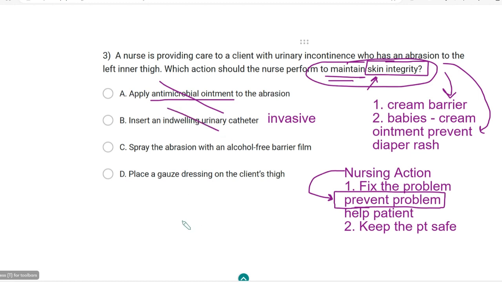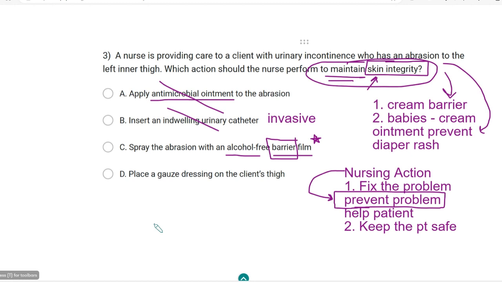We get to C, spray the abrasion. So now they focus back on the abrasion, which is part of the case event. Should we spray it with alcohol-free barrier film? I notice here they use this word barrier. And when we're maintaining skin integrity, we talked about cream, barrier cream. At one of the hospitals I worked at, we used to call it EPC, extra protective cream. It was very thick and it did go on the skin very thick, and it created this barrier to prevent moisture from just sitting on their skin. So this is a good option. We're going to keep this one. I'm going to put a star by it.